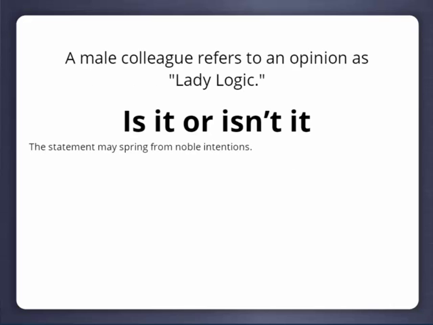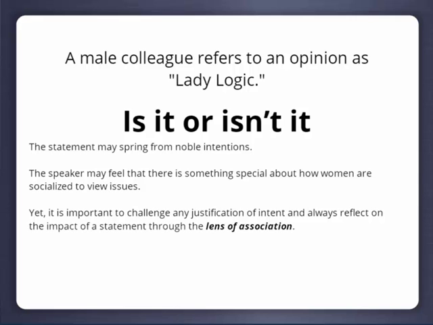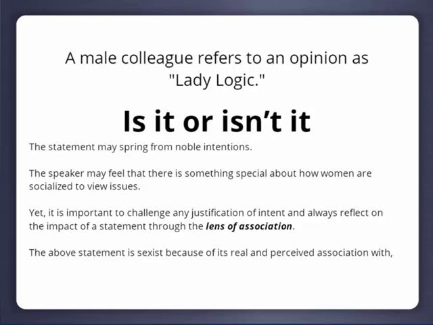The statement may spring from noble intentions. The speaker may feel that there is something very special about how women are socialized to view issues. Yet, it is important to challenge any justification of intent and always reflect on the impact of a statement through the lens of association. The above statement is sexist because of its real and perceived association with, for example, ideas about the inferior intelligence of women.